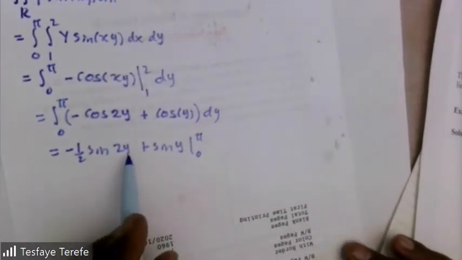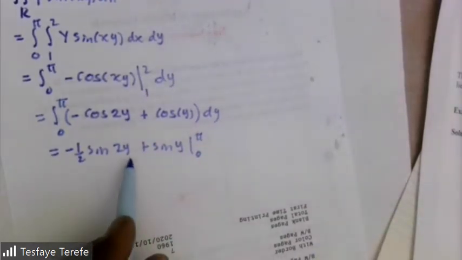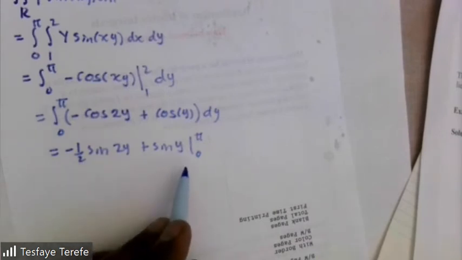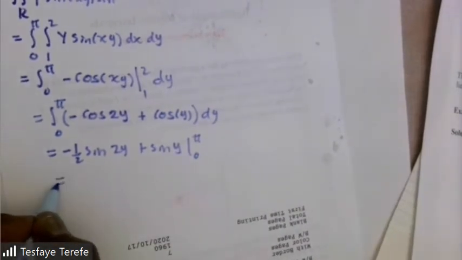Of course, sine of 2 pi is 0, and sine of pi is 0. Sine of 0 is 0. So this is 0.